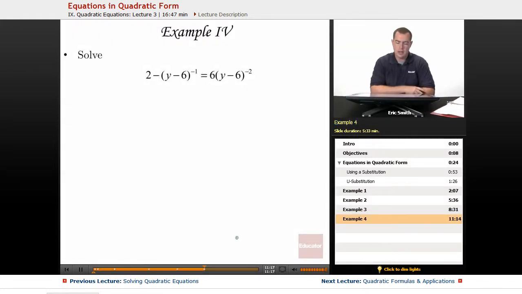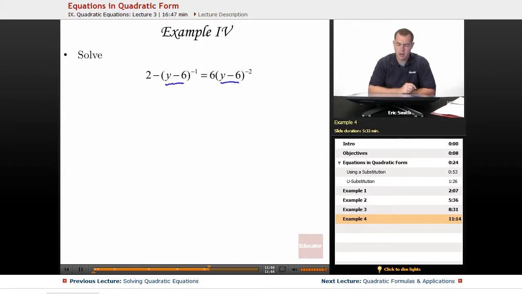Let's do one more, and this one involves some negative exponents. This one has 2 minus (y minus 6) to the negative 1 equals 6 times (y minus 6) to the negative 2. This one's a little jumbled up, so it's kind of difficult to figure out what we should swap out. It is good to know that we do have a y minus 6 that seems to be common, so that'll be part of what we end up exchanging with u.